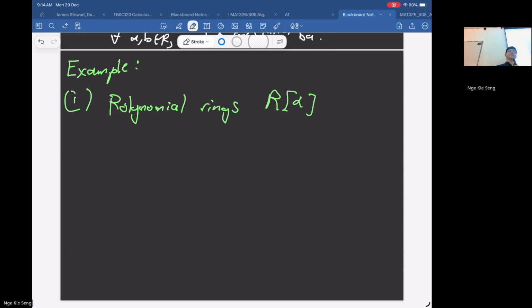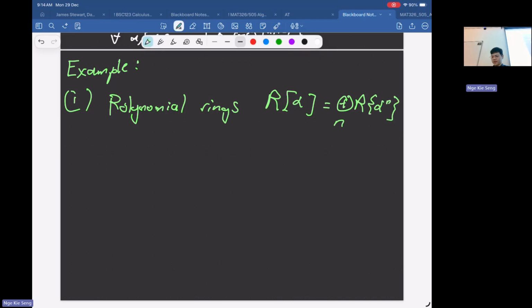Correct or not? Let me think. I think we can write it like this, because you can split your polynomial into monomial times coefficient. And you multiply, for example, x squared times x cubed, you get x to the power 5. So you jump to the level of x to the power 5.